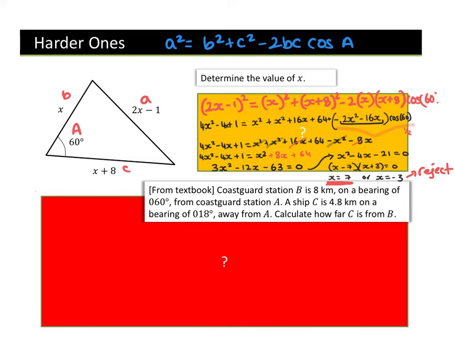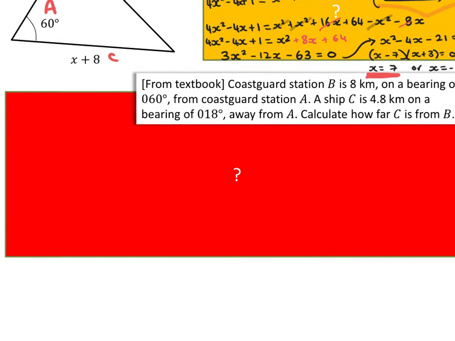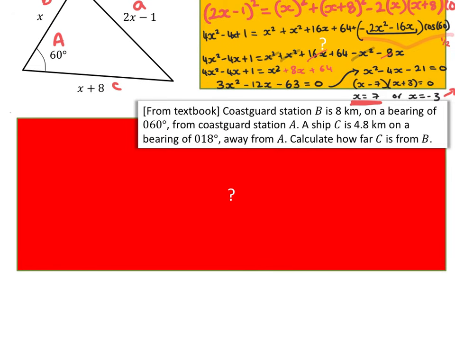Okay, so I've got a question here, and as you can see, there is no diagram. Now, personally, as a mathematician, I really like to draw things to see what's going on. So I'm going to read the question. Coast Guard Station B is 8 kilometres on a bearing of 60 from Coast Guard Station A. A ship C is 4.8 kilometres on a bearing of 18 degrees away from A.